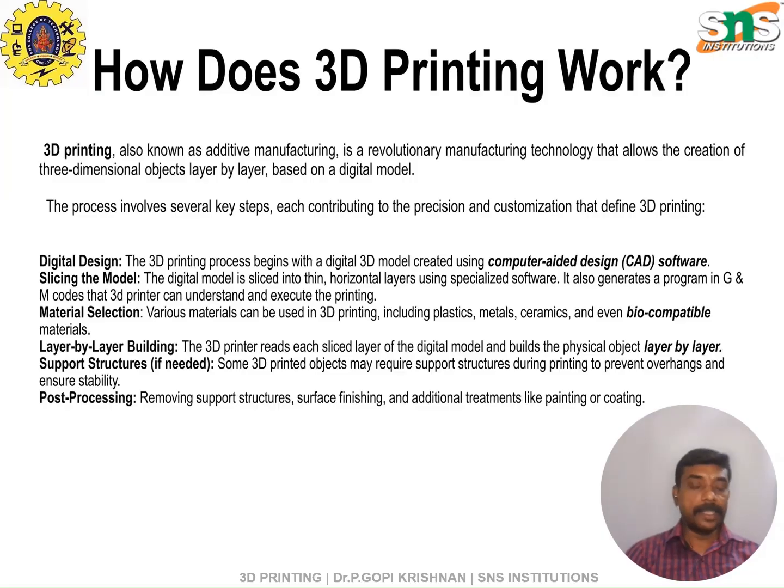And step number six, which is called post processing, which involves some kind of finishing operations for the given component. For example, if support structures are attached to the component, those structures are not designed during the digital design phase, so they have to be removed to get the complete product, the complete volume of the component. So they have to be removed and the surface has to be finished, and if we require additional treatments such as painting or coating over the given component, it can also be done during the post processing phase.